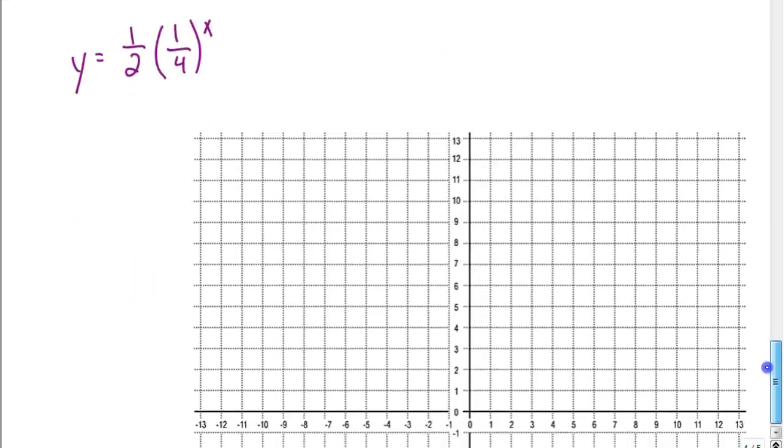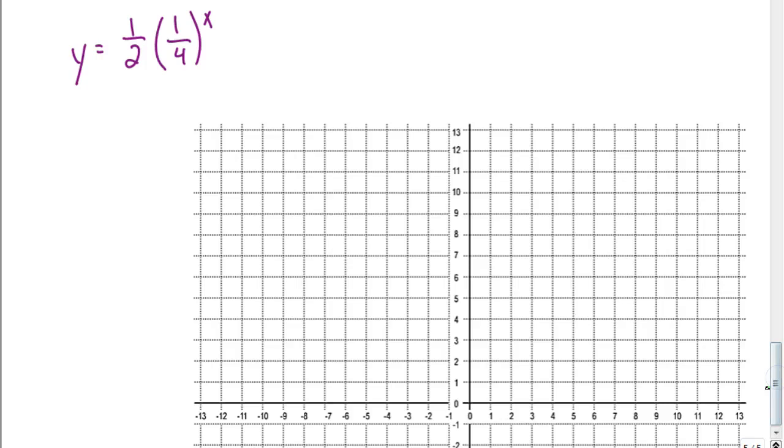So now I want you to try this one on your own. I want you to take a minute, figure out what the y-intercept would be, figure out if it's exponential growth or exponential decay, and then go ahead and graph this. Why don't you pause the video and come back when you're ready to check your answer. Okay, so let's see how you did here. For this one, you should have recognized that my y-intercept is at 0.5, which is right here between 0 and 1. It represents exponential decay, so it's going to be something like this.